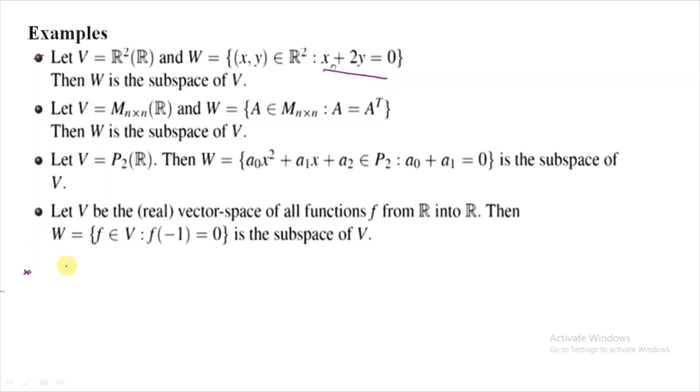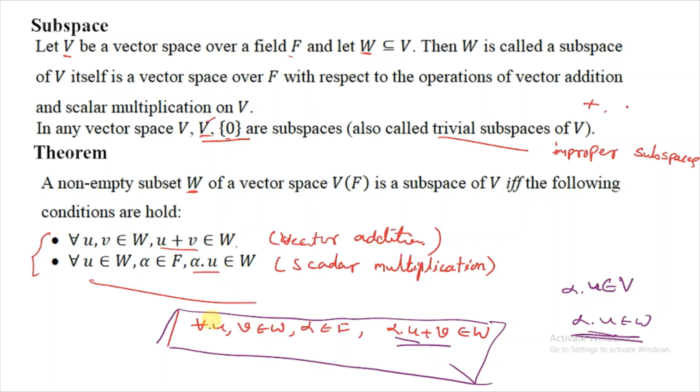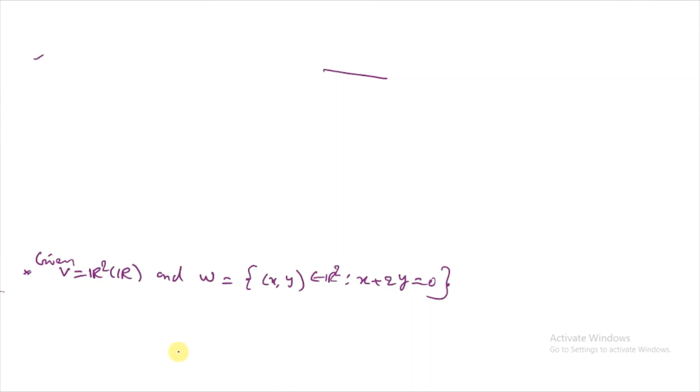Given V is the vector space R2 over R, and W equals the set of (x, y) belonging to R2 such that x plus 2y is equal to 0. So how to prove it's a subspace? Subspace means it satisfies these two conditions or this one. Suppose I go for this one, or you can check individually. I'm checking the combined condition.